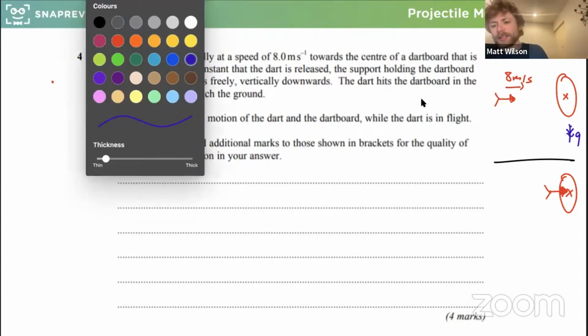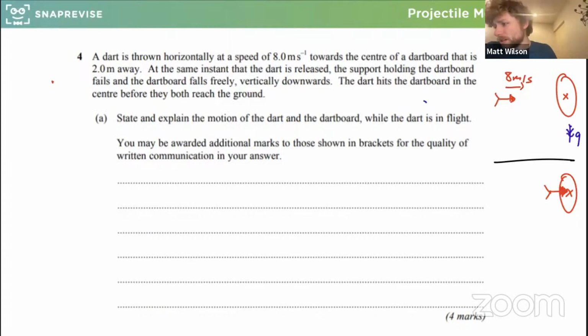And then we should take a look at this problem. Why is it that actually the dart hits the center of the dartboard? After all, the dartboard fell, so surely the dart would miss the dartboard. Well, no, the dart was initially aimed horizontally. Therefore, it is also starting from a vertical velocity of 0, feeling the same acceleration downwards. Remember, every object falls at the same rate, and that's what they want us to talk about here. You may be awarded additional marks for quality of written communication.